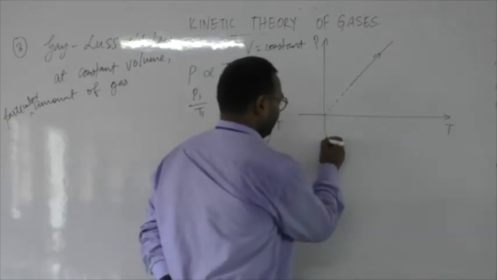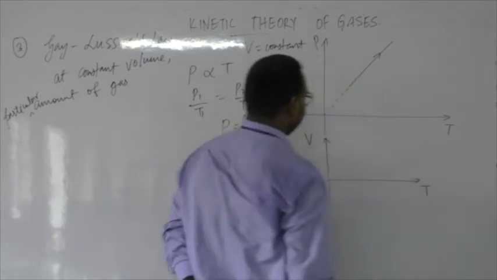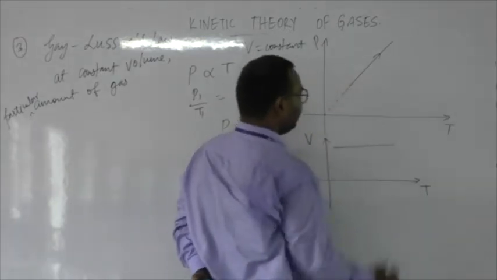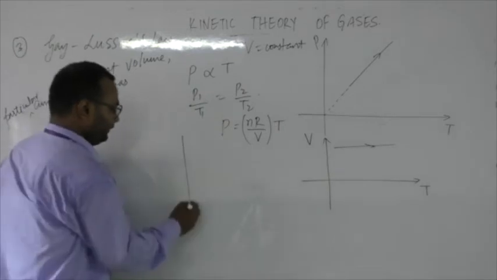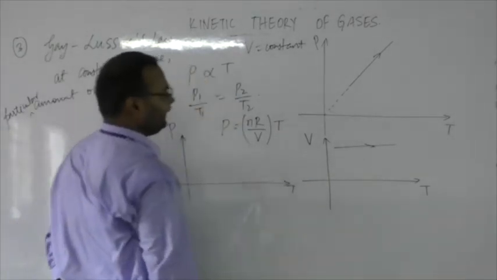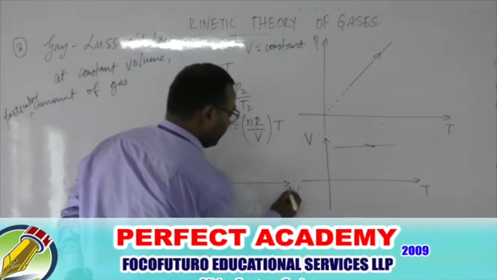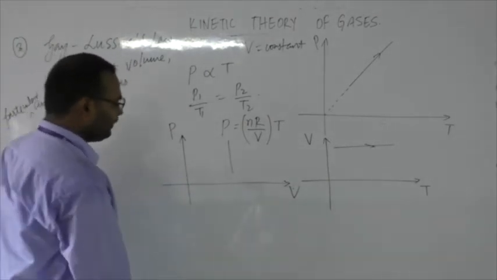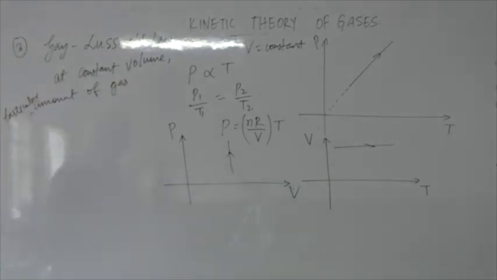Now, if you draw V versus T, you know that volume is constant. That means volume is constant and temperature is increasing, so this arrow. Now again, sorry, VT is the one, now P and V. Again, volume is constant, so this curve, but pressure is increasing, so this arrow. So this is the case for PV, VT and PT.